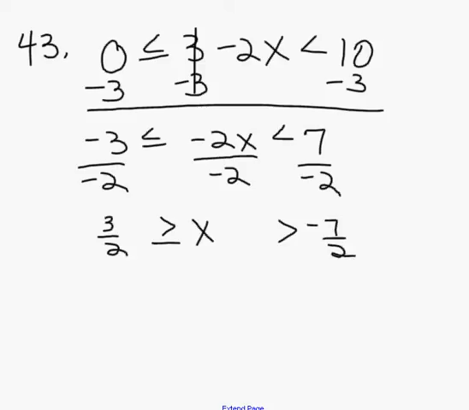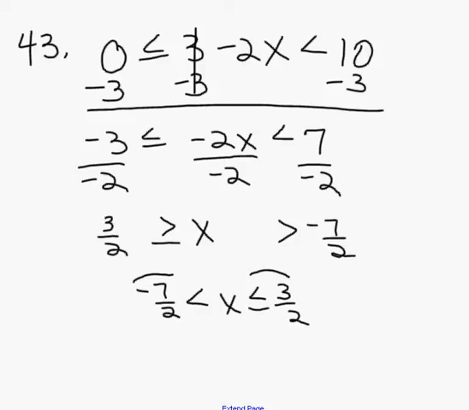Remember, when I'm graphing, I like to move from least to greatest, so I'm going to turn my compound inequality around, and I have negative 7 over 2 is less than x, which is less than or equal to 3 over 2. Littlest to biggest. Negative 7 over 2 is littler than 3 over 2, and that's what I'm saying. I've written it from least to greatest.